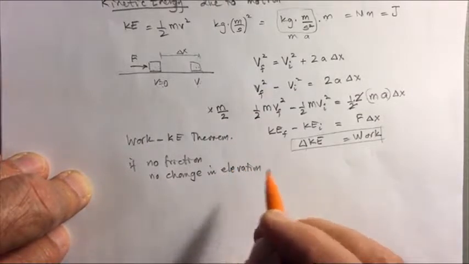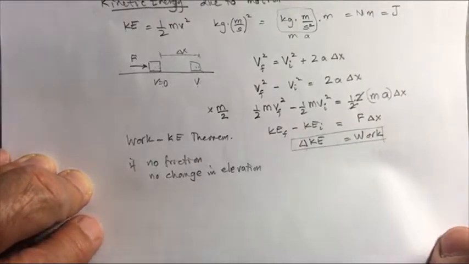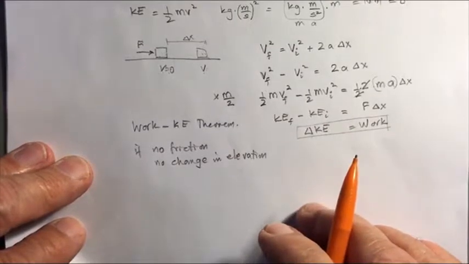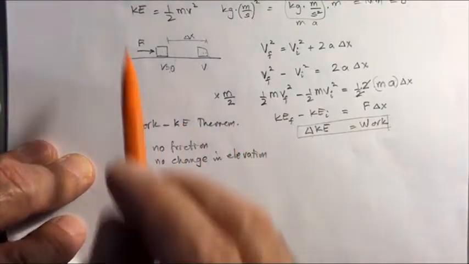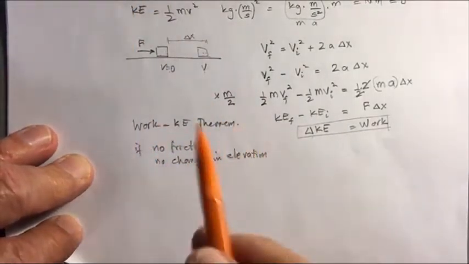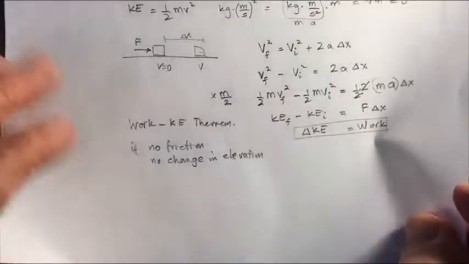So it's not going up or down. And we could say it's not changing its configuration. The arrangement of the molecules or the system is also not changing. In the next chapter, we will see a much more general relationship that would be more useful than this work kinetic energy theorem. Now, we look at potential energy.